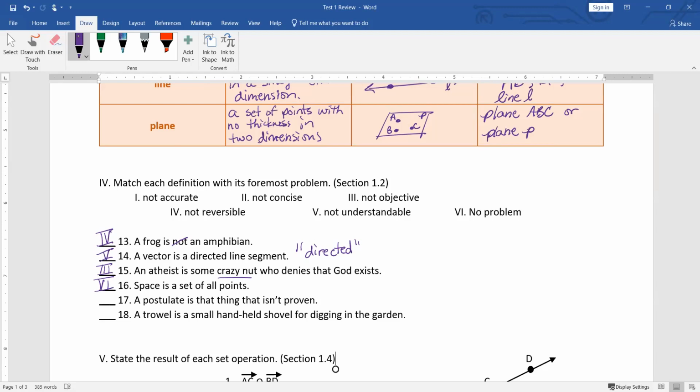Okay, a postulate is that thing that isn't proven. This is where we talk about not accurate. It's not using specific language so that you know exactly what's being talked about. So this is an example of not accurate.